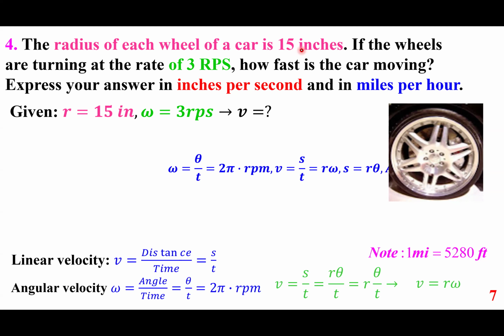R is 15 inches. Omega is 3 revolutions per second. How fast is the car moving? We are looking for the linear velocity. And so we start with omega. Finding omega is 2 pi times RPS. So 2 pi times 3, and that means 6 pi radians per second. That's angular velocity.